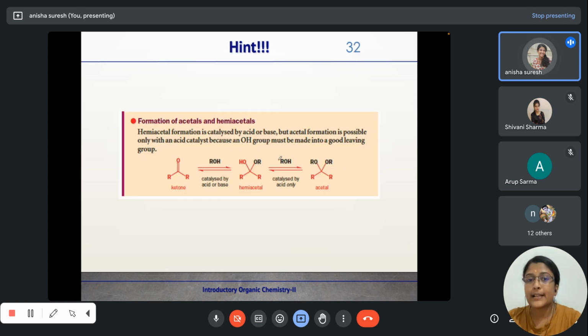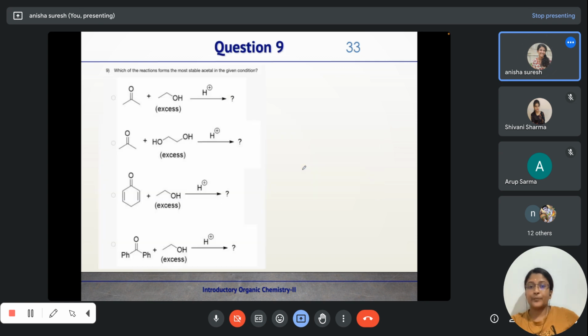So this is how acetal is forming. First hemiacetal will result, and in the presence of acid, this will form OH2 plus and it will leave by formation of an oxonium ion. Then again alcohol will attack and it will result in the formation of acetal. Hemiacetal formation is catalyzed by acid or base, but acetal formation is possible only with an acid catalyst because an OH group must be made into a good leaving group.